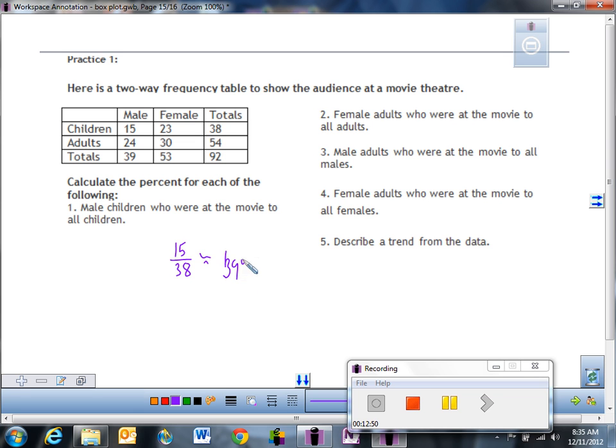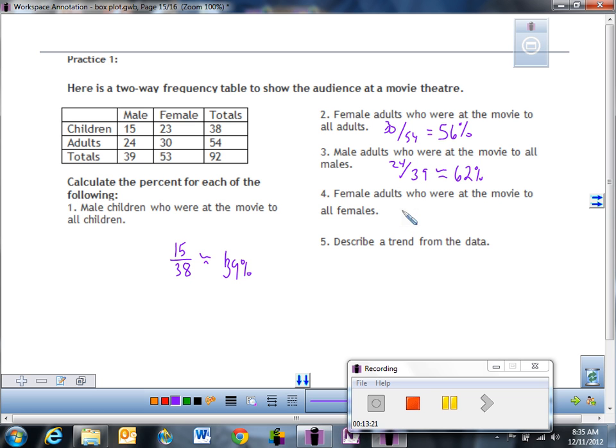That's 39%. Number 2, female adults who were at the movie to all adults. So female adults is 30, all adults is 54. Work that on your calculator and you get 56%. Male adults who were at the movie, so that's 24, over all males for 39. And again, we're just rounding our percentages to the nearest percent.